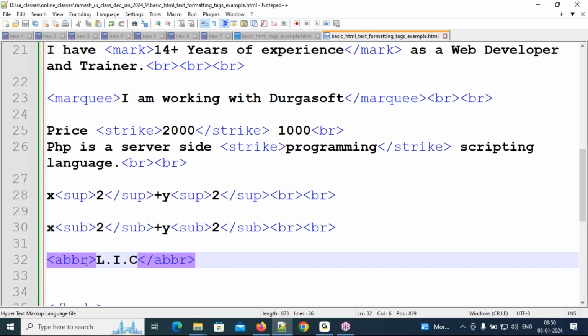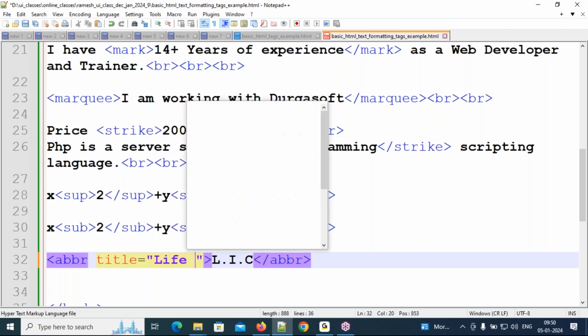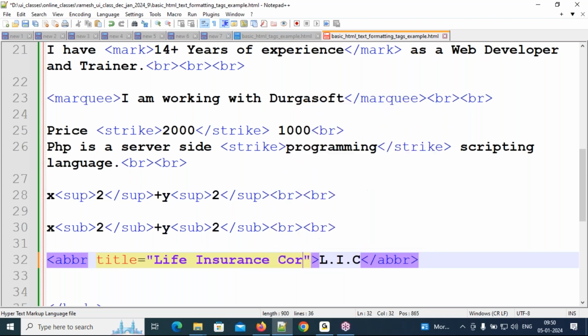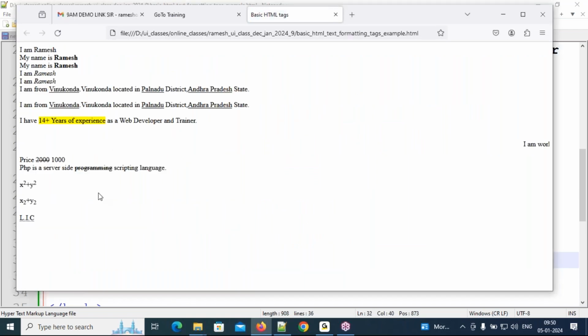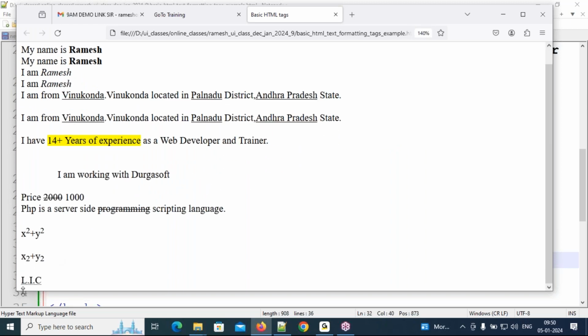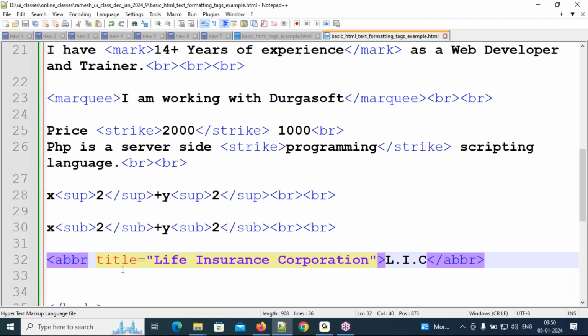This ABBR purely depends upon the title attribute, not the title tag. Title attribute: TITLE equal to double quotations, Life Insurance Corporation. Hovering over it, you see some dots coming as an underline, and whenever you hover, you get Life Insurance Corporation. So the title attribute is there. So these are the attribute based tags.